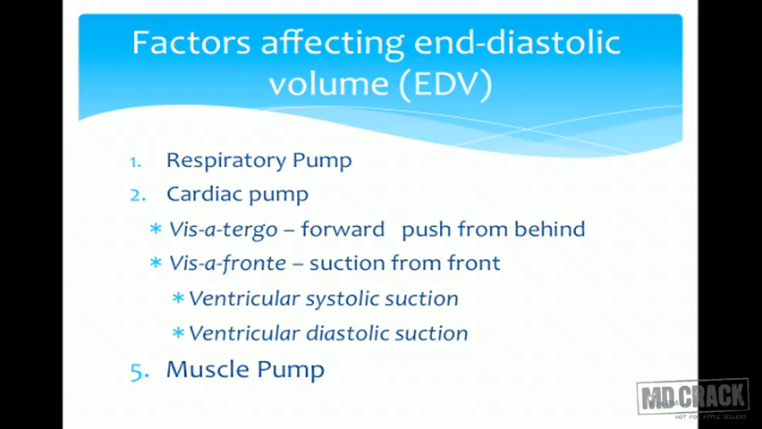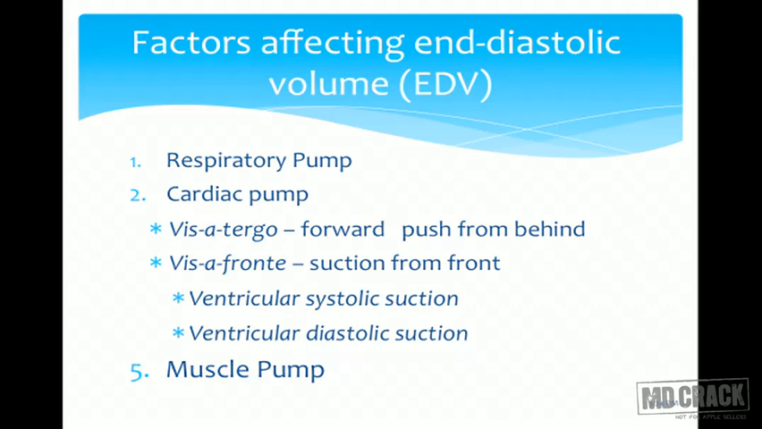Cardiac pump: how is it going to affect the venous return, or how is it going to increase the end diastolic volume? The cardiac pump we can divide into vis a tergo and vis a fronte. Now what do we mean by vis a tergo? It is the forward push from behind. That means if the ventricle is contracting, it is pushing the blood. The Windkessel effect of the aorta, if it is an elastic aorta, so whenever it is contracting, it is pushing the blood forward. So this is called vis a tergo.